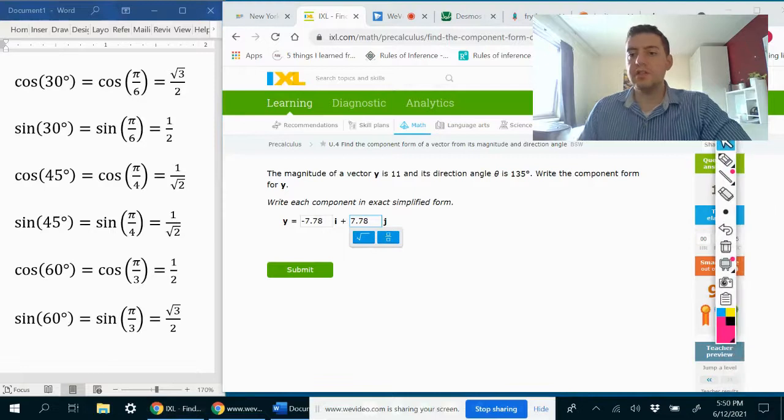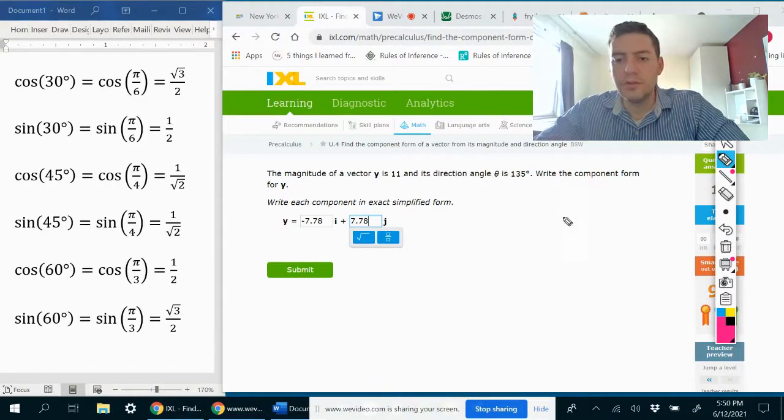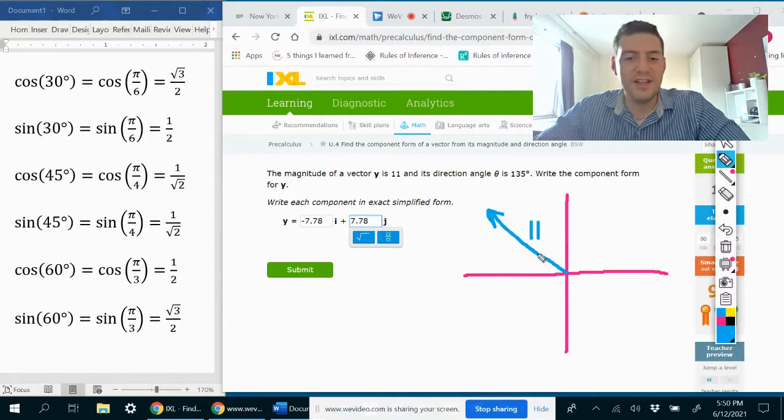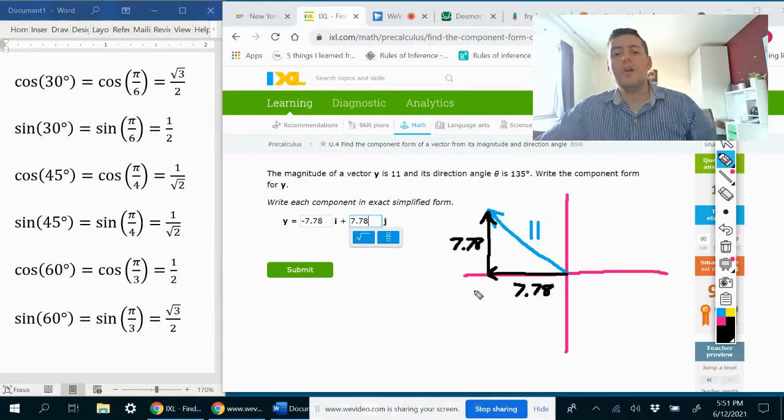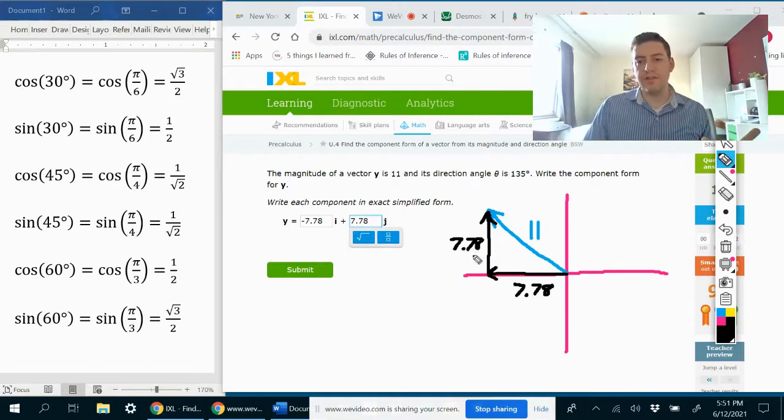All right, and let's just make sure that that's reasonable. If I have a vector that looks like this, and the magnitude is 11, then the horizontal component would be, first of all, negative, and second of all, the length would be a little bit less than 11, right? 7.78 seems reasonable for the length of this vector, and also the length of this one. The lengths happen to be the same. So it does seem like a reasonable answer, right?